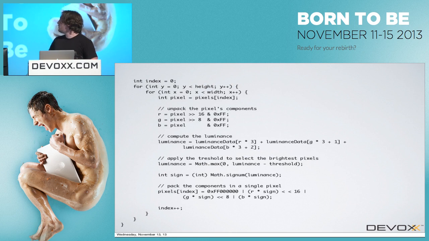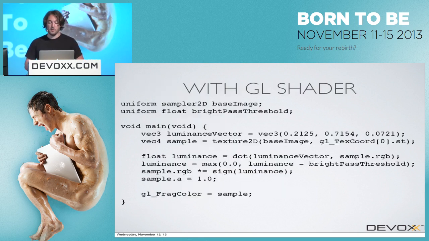First, you need to compute the luminance. Then you need to iterate through your pixels, unpack the pixel information, get the luminance, find the pixels that you are interested in, the brighter ones, and that's just selecting the brightness pass of the algorithm. So it's pretty complicated.